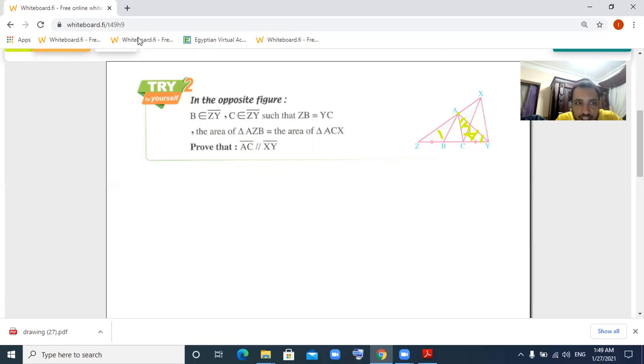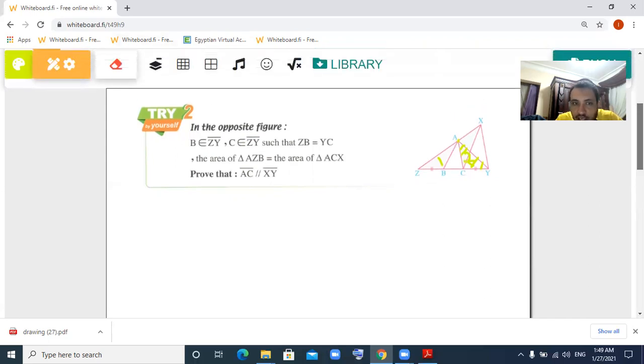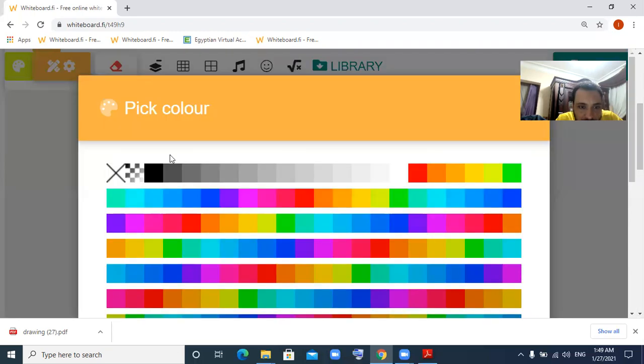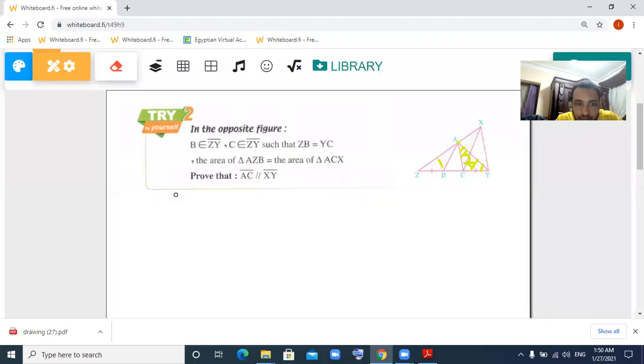Also, we have the information that the area of the triangle AZB, which is number 1, is also equal to the area of the triangle ACX. Look, ACX, this one.